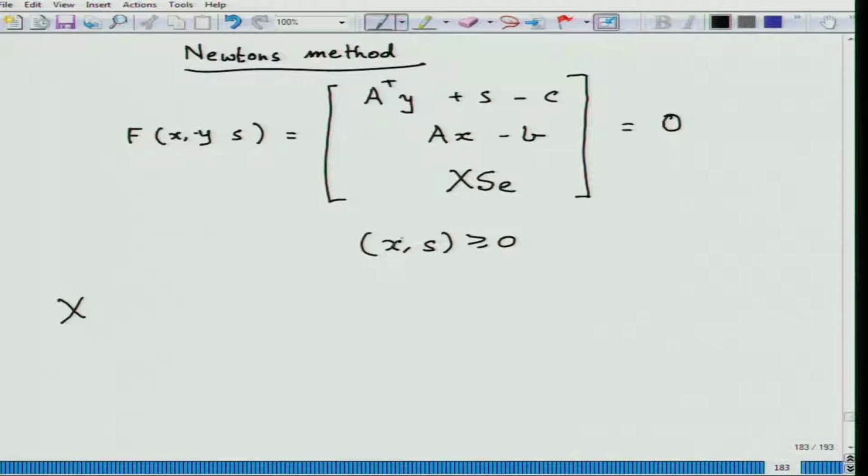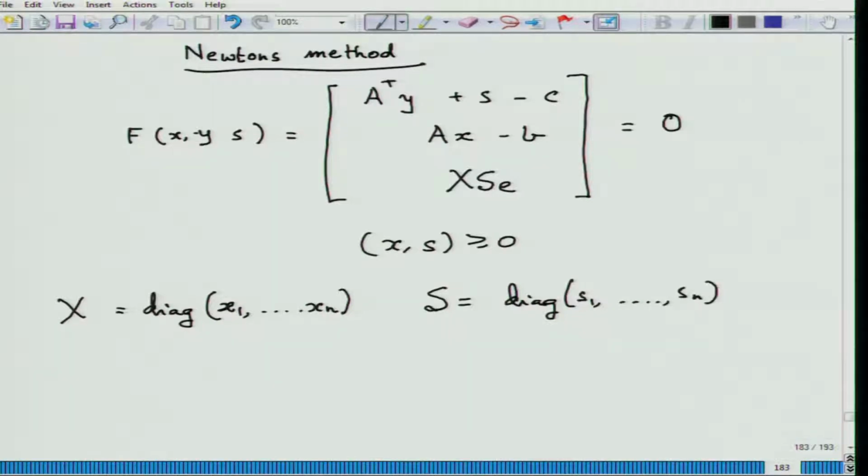When you have a vector x and you are writing a corresponding capital X, this symbolizes a diagonal matrix whose diagonal consists of all the components of the vector x, and this S is also a diagonal matrix. Now, E is the vector 1 1 1, and of course, you can see that XSE is nothing but the vector x1 s1 dot dot dot xn sn, because all of them are equal to 0. That is the complementary slackness condition.